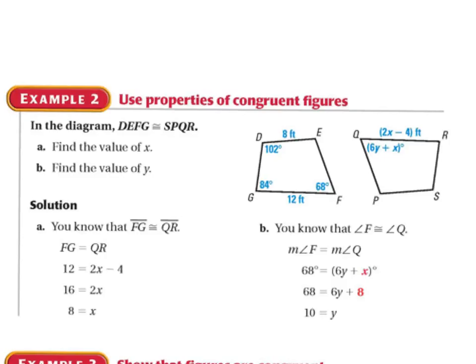Okay, and then on part B, finding the value of y, we know that angle F is congruent to angle Q. We just found out what x was. That was 8. So we can go plug that back in here. So our 68 equals 6y plus x. Found out x was 8, so we put that back in. Subtract our 8, that'll give us 60, divide by 6, and that will give us our 10. So y is equal to 10.